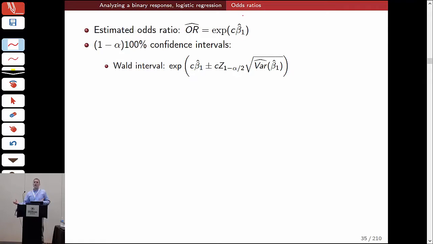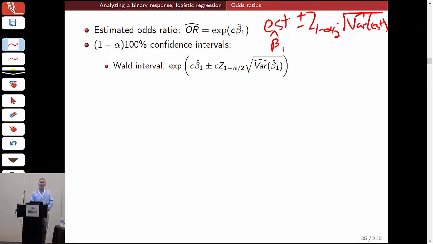So a Wald interval for a C unit change in X would be, well, let me back up a second here. To do a Wald interval, let's go back to basic principles of how you form it. You take the estimator plus or minus the value from your standard normal times the square root of the estimated variance of the estimator. And so to find the confidence interval for the odds ratio itself, what I'm going to do is first find a confidence interval for beta 1. So that would be my estimator, beta hat 1, plus or minus the value from the standard normal, times the square root of the estimated variance of beta hat 1.